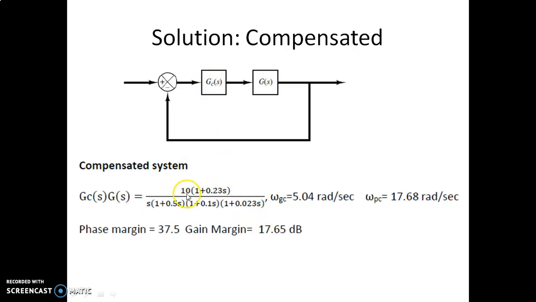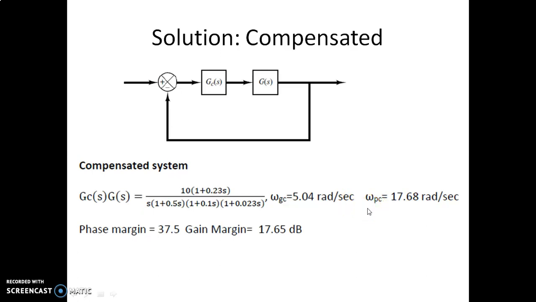Other than that, this has a pole at 10 and a pole at 2, corresponding to the original transfer function. If we find the gain crossover frequency of this transfer function, it comes out to be 5.04 radian per second. Corresponding to the same transfer function, the phase crossover frequency is 17.68 radian per second.